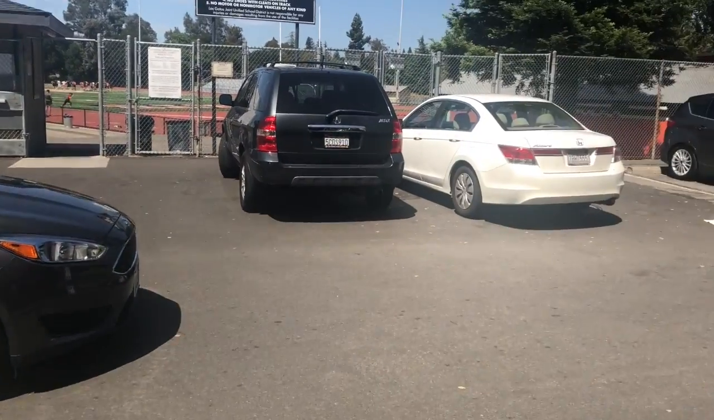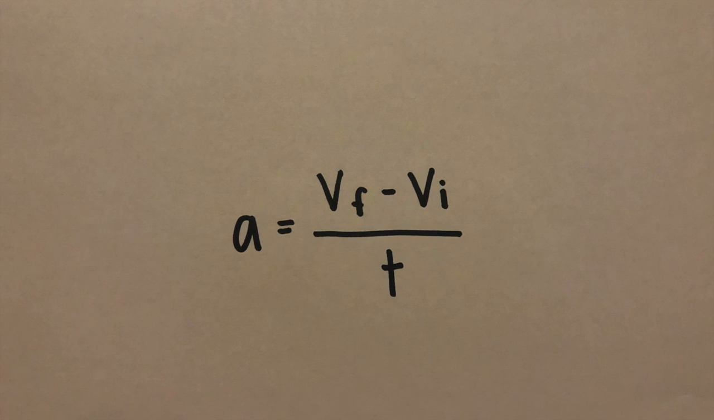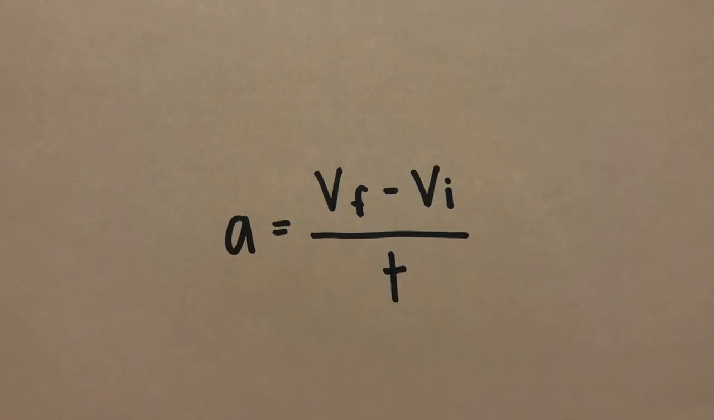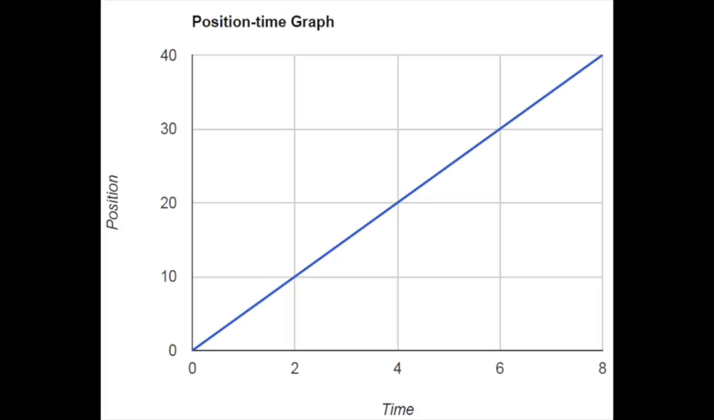As time increases, so will my acceleration due to my car's movement at an unconstant rate. The acceleration of my car can be calculated by velocity final minus velocity initial divided by time. Not only does my acceleration change with time, but the position of my car changes as well.